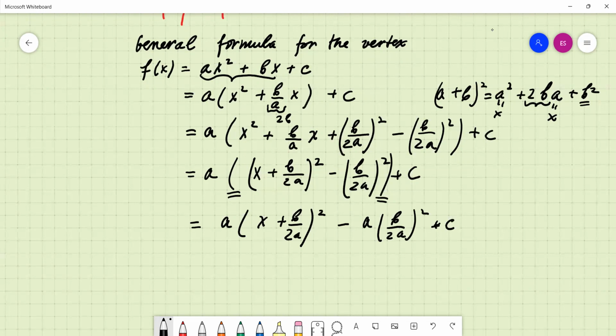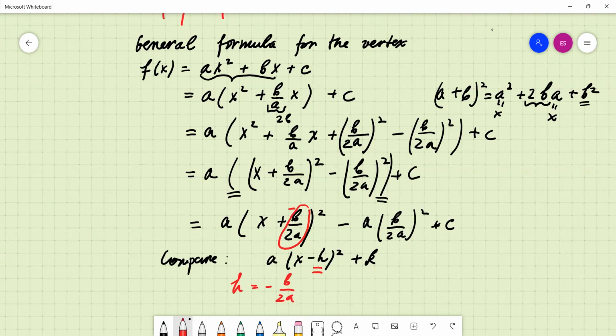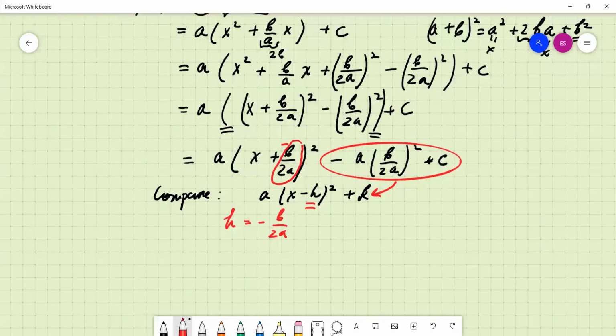Well, guys, if we compare it to standard form, a (x minus h) squared plus k, we're going to see that my h is equal to this expression with a minus, right? Because here we have plus, so it's obviously with minus. So I'm going to write down that h equals minus b over 2a. Well, this expression is going to be equal to k. I don't want to copy it, guys. The only formula I'm asking you to memorize is the formula for h.